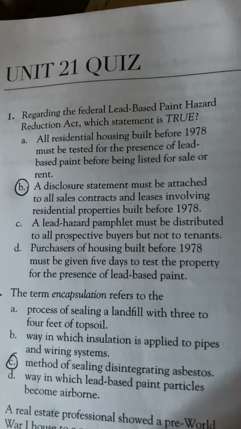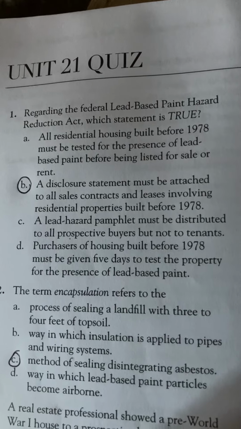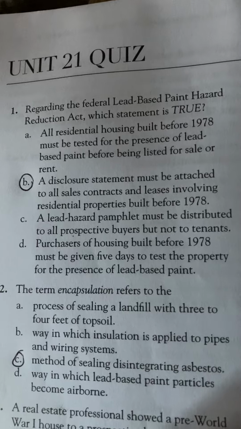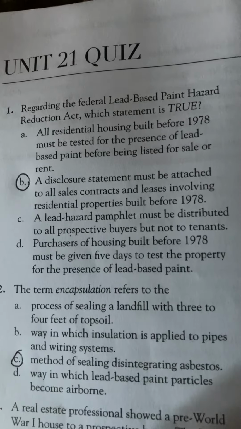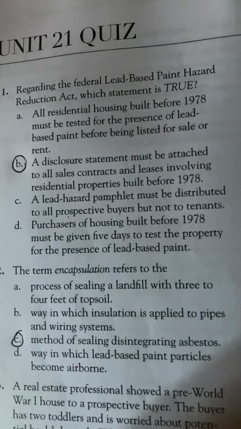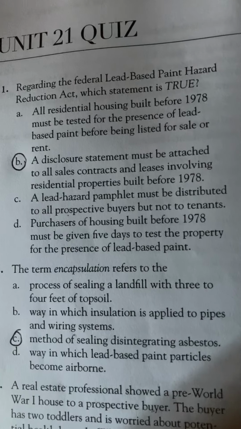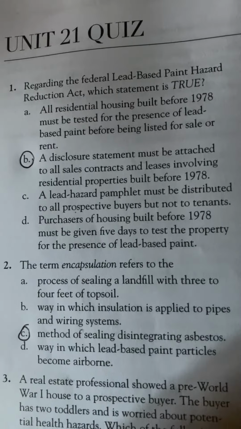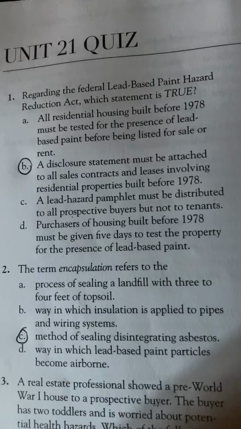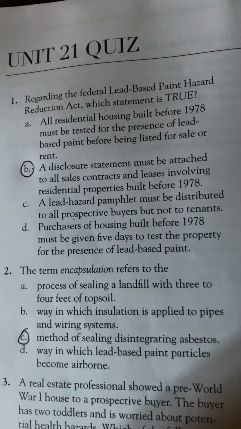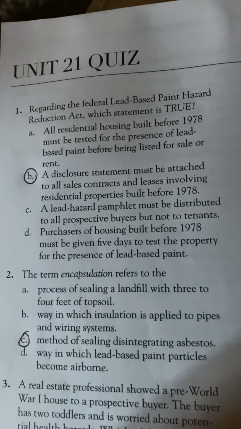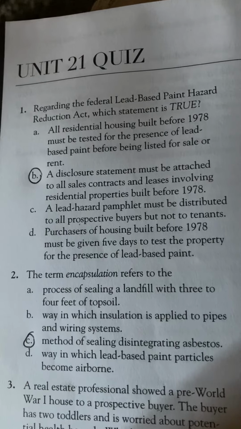A. All residential housing built before 1978 must be tested for the presence of lead-based paint before being listed for sale or rent. B. A disclosure statement must be attached to all sales contracts and leases involving residential properties built before 1978. C. A lead hazard pamphlet must be distributed to all prospective buyers, but not to tenants. Or D. Purchasers of housing built before 1978 must be given 5 days to test the property for the presence of lead-based paint.